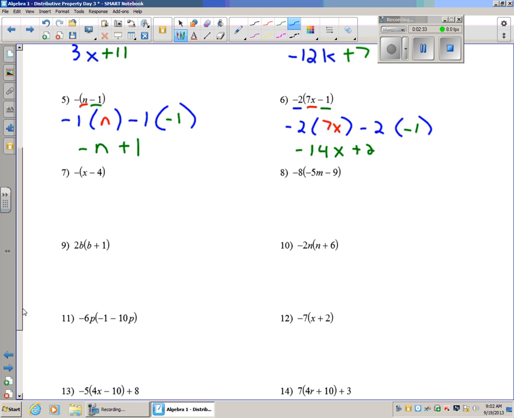Number 7, you have negative 1 times 2 different things. Your first term is x, and your second term is negative 4. Negative 1 times x, that's negative x. Negative 1 times negative 4, that's positive 4.